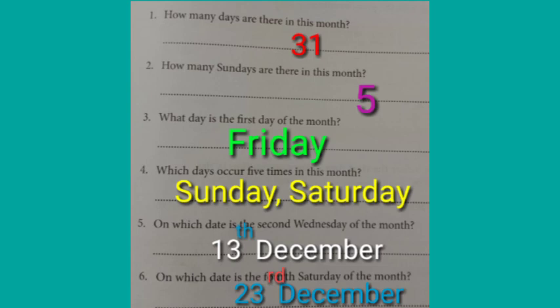Question 4. Which days occur 5 times in this month? Here the answer is Sunday and Saturday occur 5 times in this month. Question 5. On which date is the second Wednesday of the month? Here the answer is 13th December. Question 6. On which date is the fourth Saturday of the month? Here the answer is 23rd December.